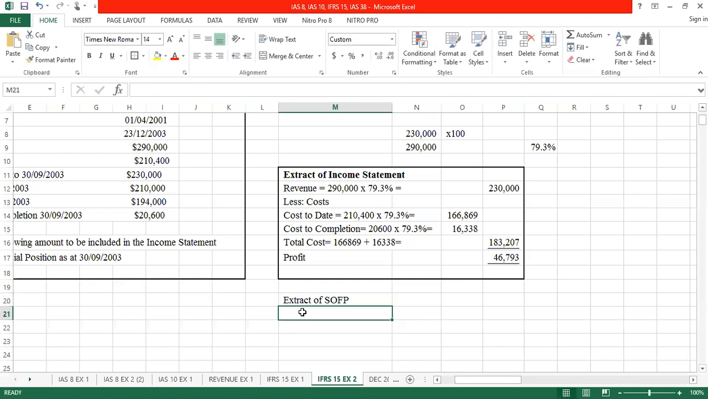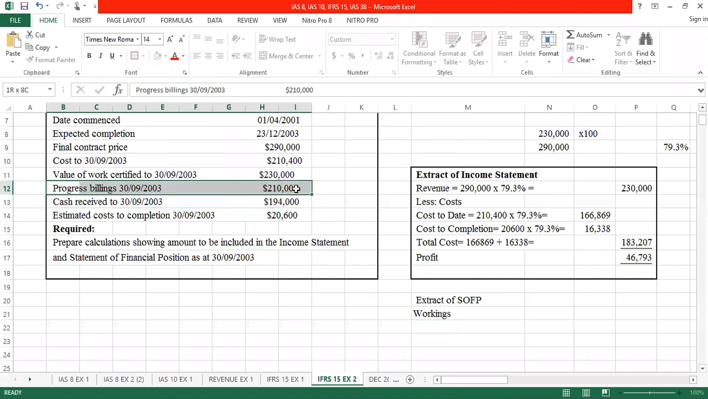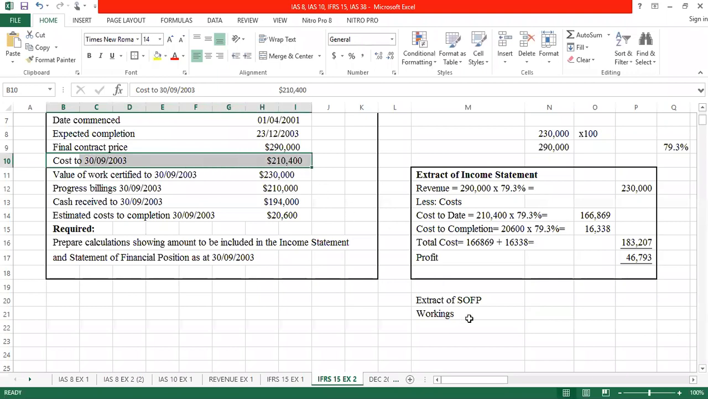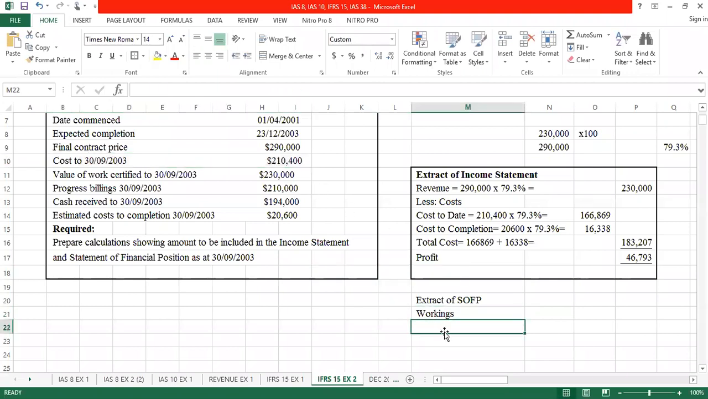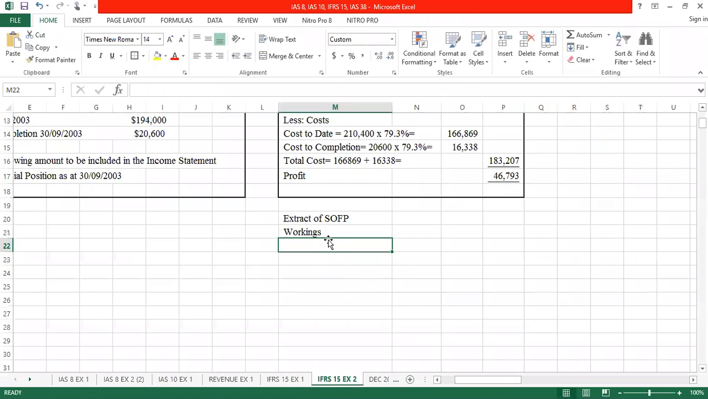Now, before I do some workings, cost to date is not 210. Don't confuse that. That is what you bill the customer. That is not cost to date. Cost to date is this 210 400. So don't confuse that, please. What I had failed to explain in the slide is what I now want to put in the working here.